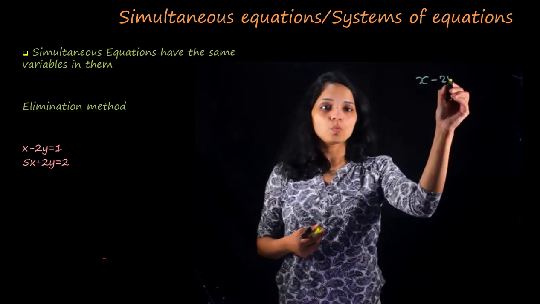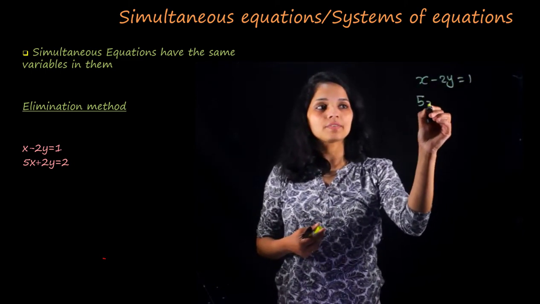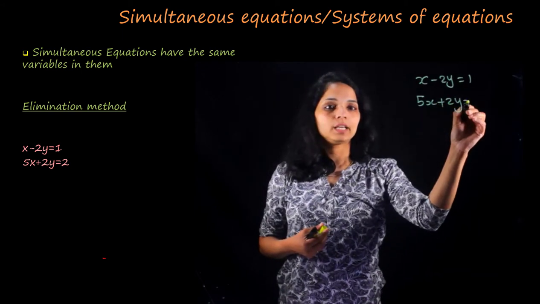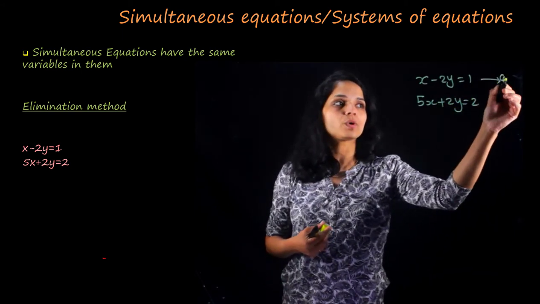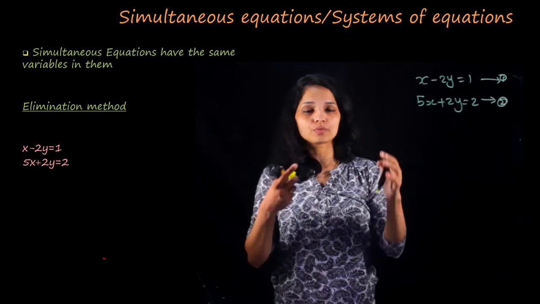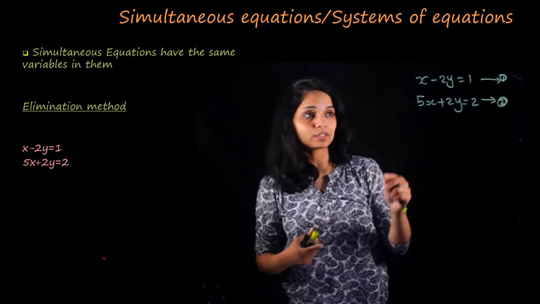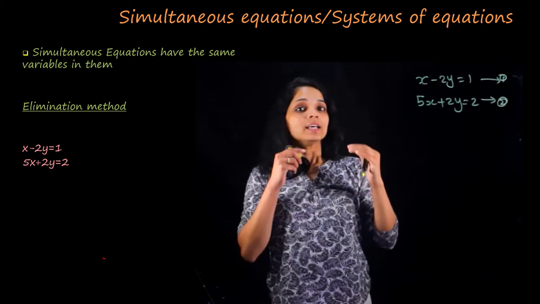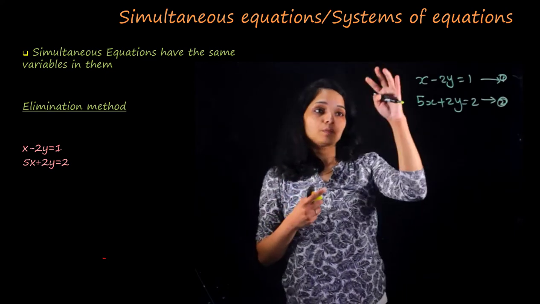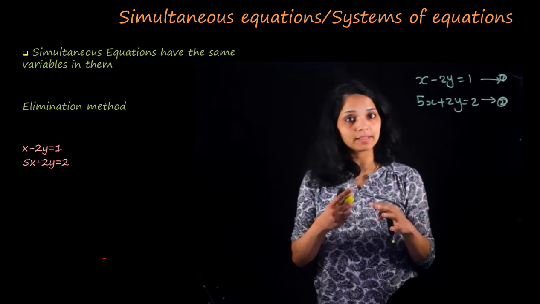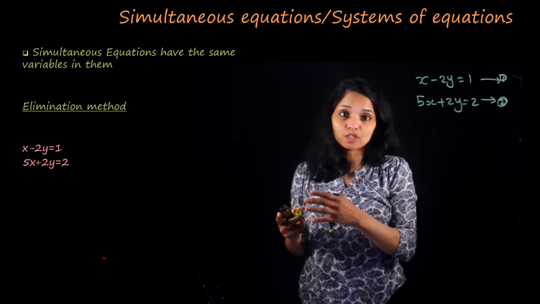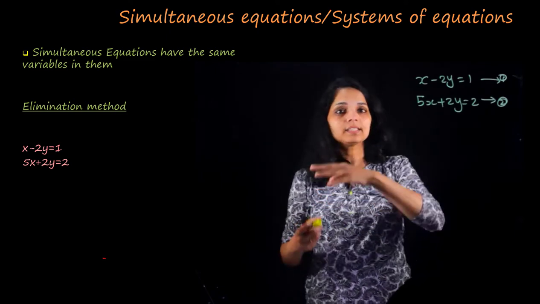x minus 2y equals 1 and 5x plus 2y equals 2. So this is the first equation. That's the second equation. I'm going to find the common pair of x and y values that satisfies both equations. So in here, what I'm going to do is apply the elimination method. If you want, you can use a substitution method, that's fine, or graphical method.